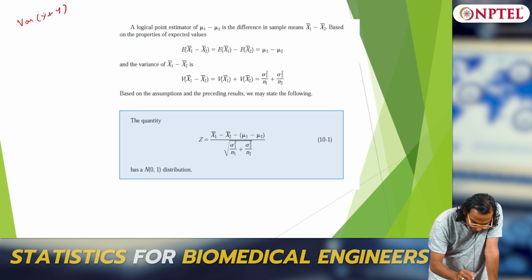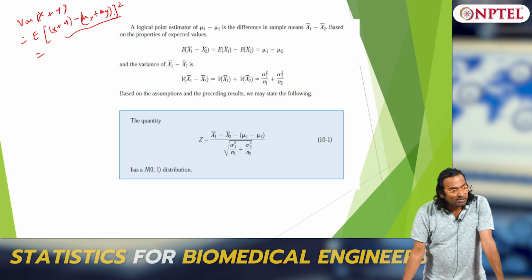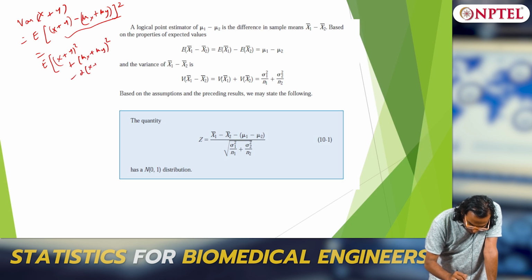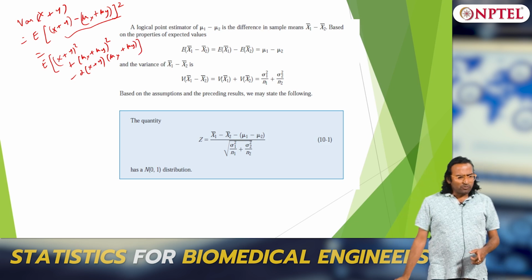How do I define the variance of x minus y? What do we do? If you do it, this is nothing but the expectation of x plus y minus mu x, this is a minus b the whole square, right. When you do this, you would have the expectation of x plus y the whole square plus mu x plus mu y the whole square minus 2 into x plus y into mu x plus... Then this we derived in the class, right.